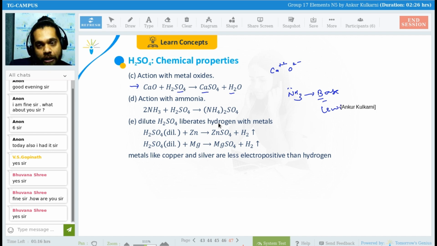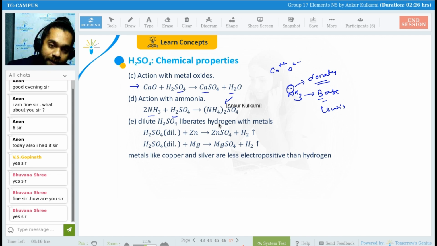What is a Lewis base? Why do we call it a Lewis base? Because it donates the electron. That's why we call it a Lewis base. So that's why base and acid react to give you salt, that is ammonium sulfate.